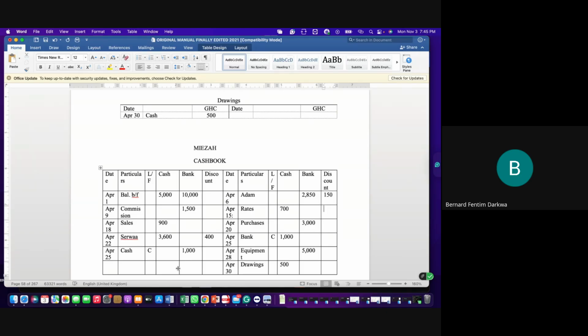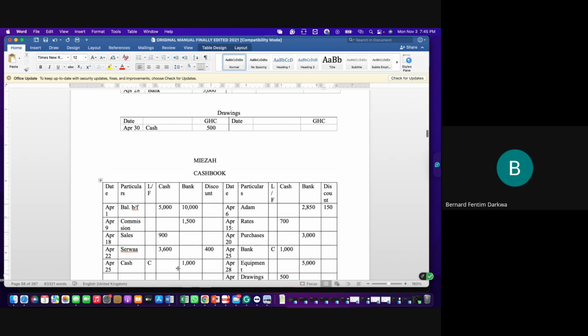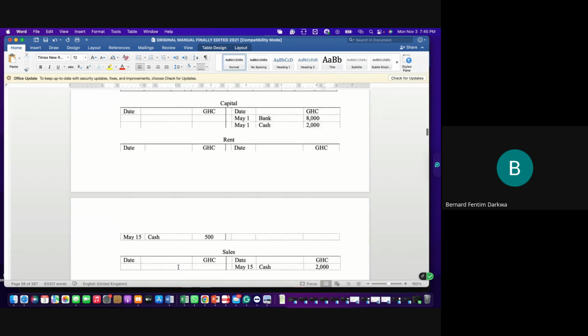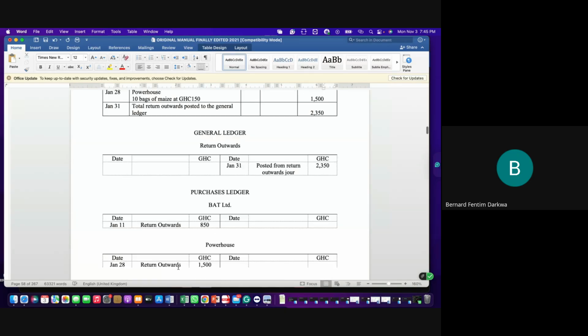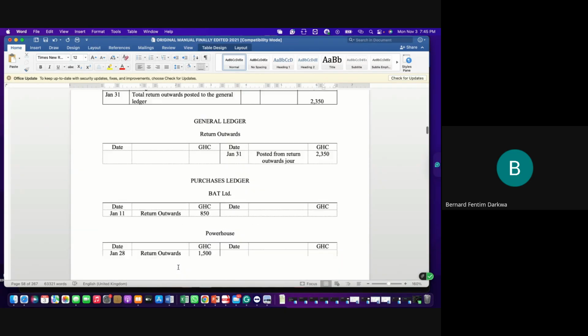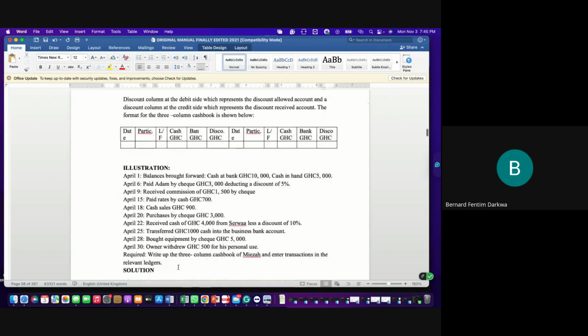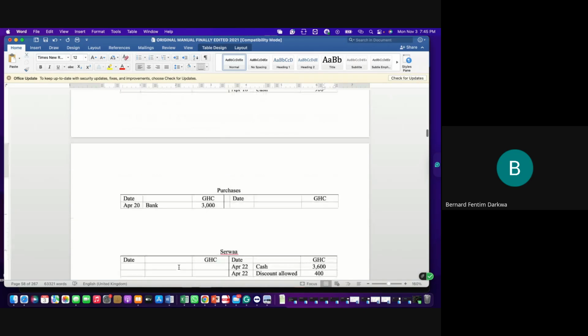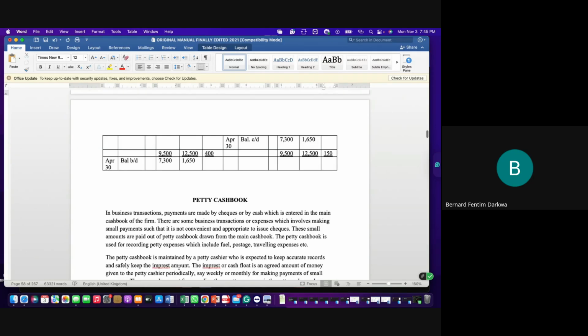Are you there? Yes, sir. Let's continue. Yes, doc. So now you can do recordings in both cash books. Cash book too is something to go and practice. There are questions there for you to practice, so take your time and go.